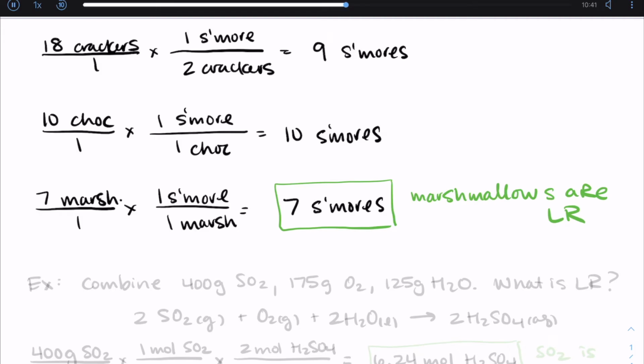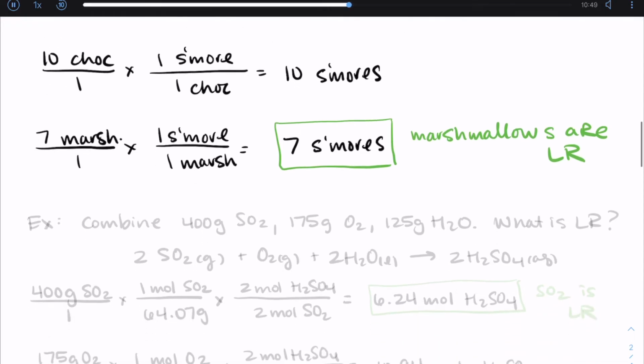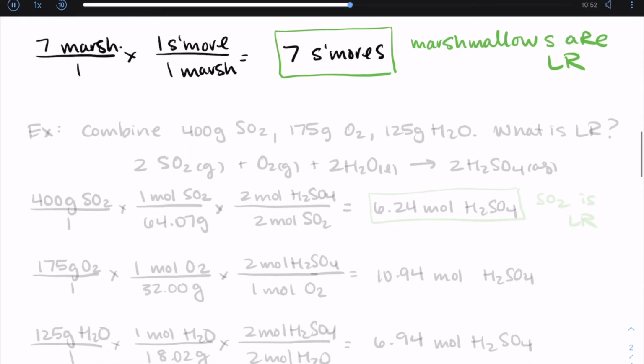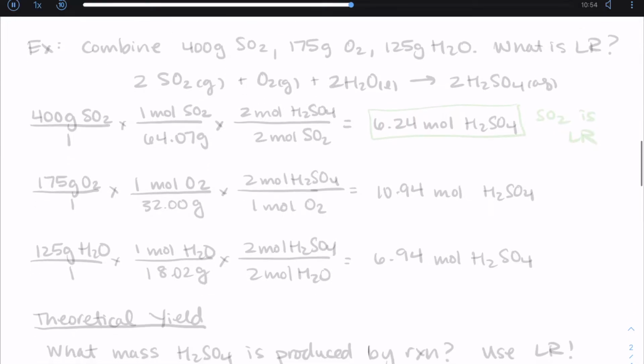And now we'll do this with chemicals. The reaction that we're going to do, we will combine 400 grams of sulfur dioxide, 175 grams of oxygen, and 125 grams of water. I want to know, what is the limiting reactant?